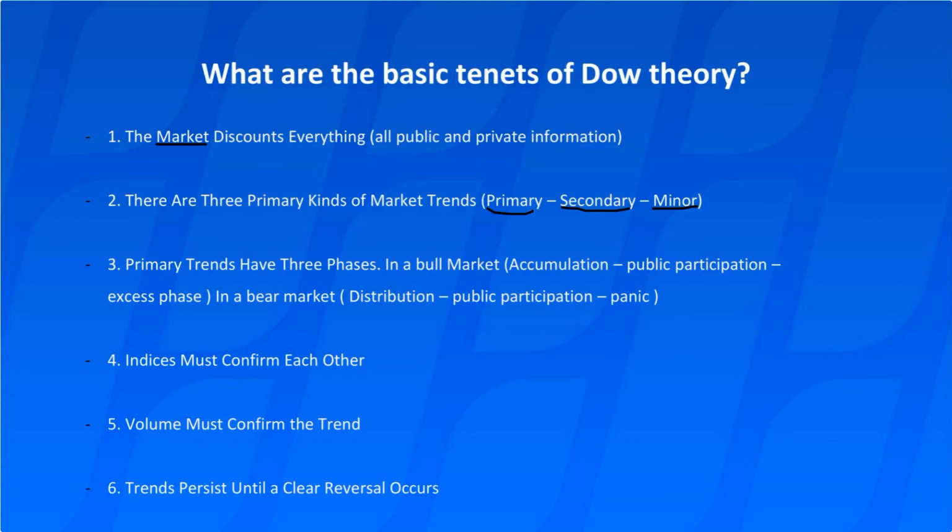So markets are basically going in both directions, up and down, up and down, a couple of days up and then a couple of days down, etc. They are divided into three primary kinds of market trends depending on the time frame. The primary is more than 12 months. Secondary is from a couple of weeks till a maximum of 12 months. And the minor trend is basically from a couple of days till a maximum of 2 weeks. Okay.